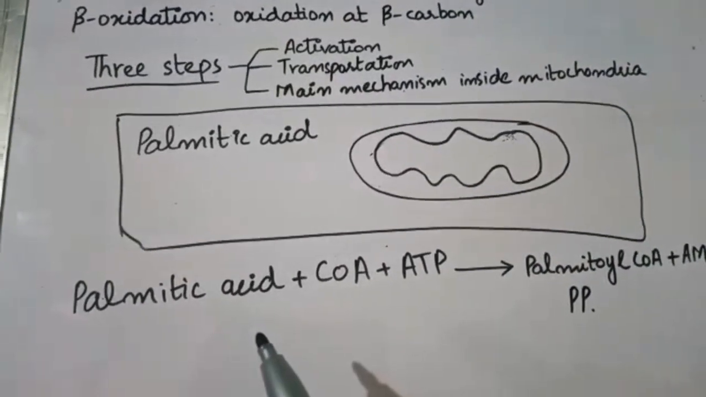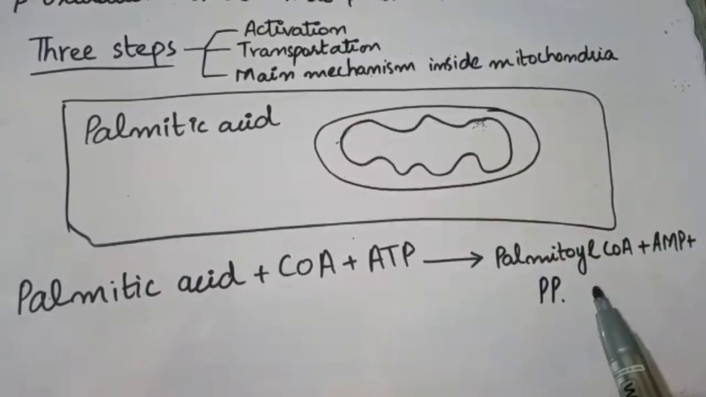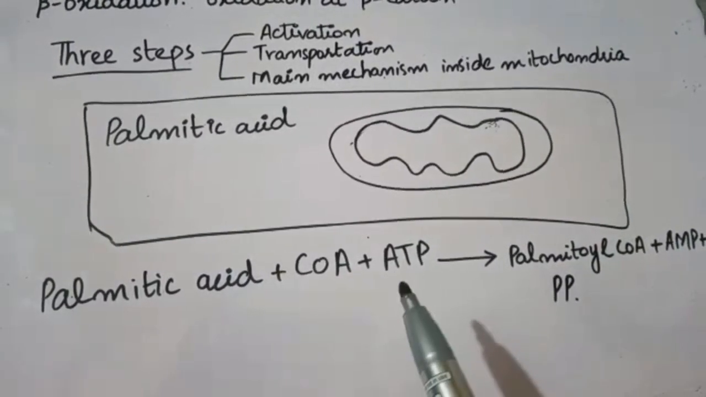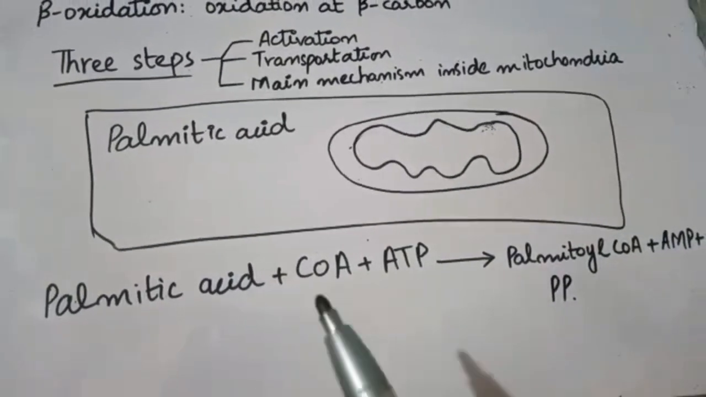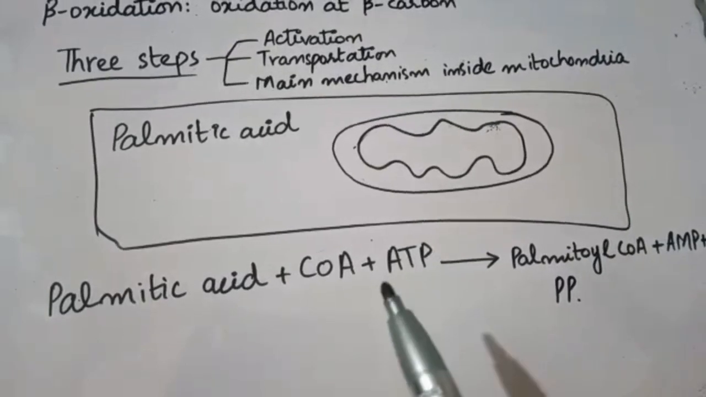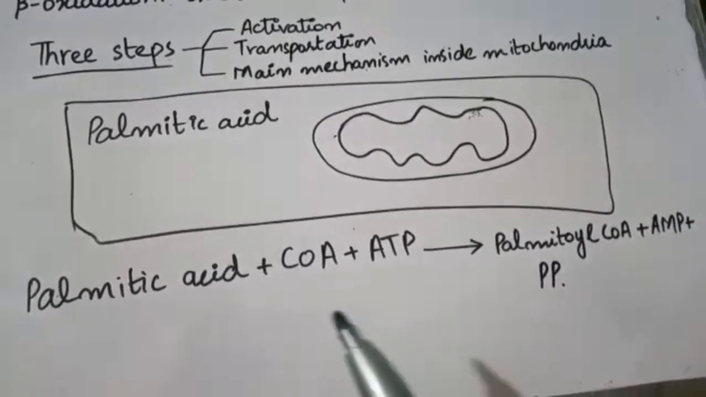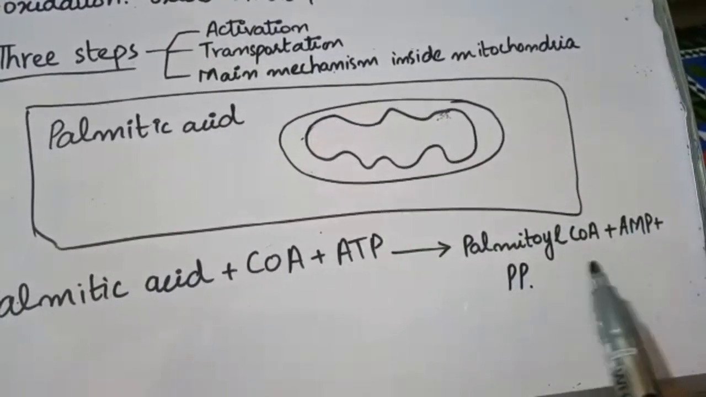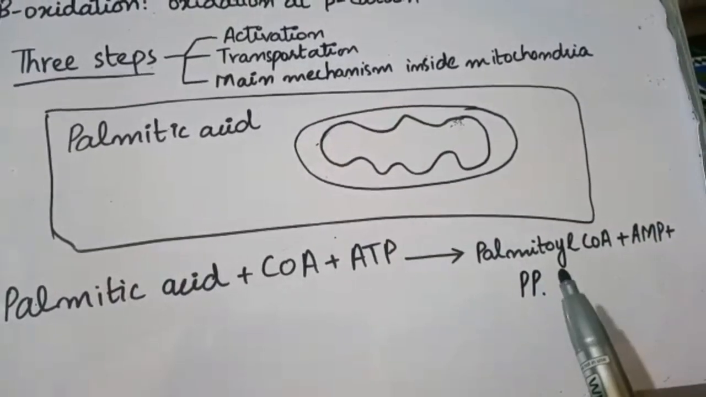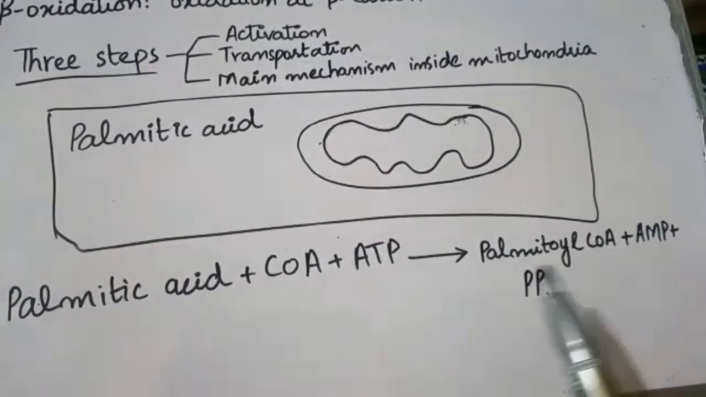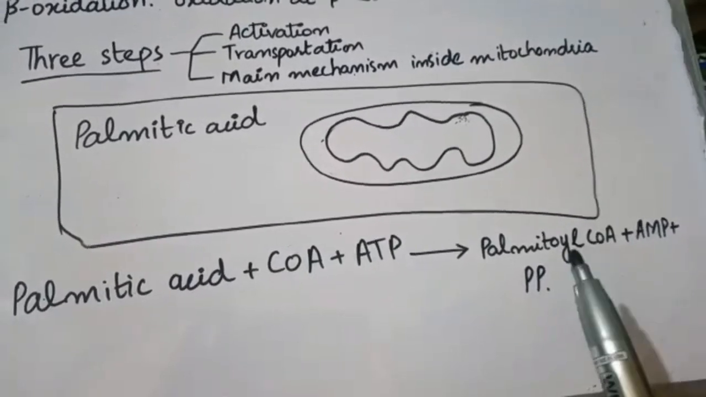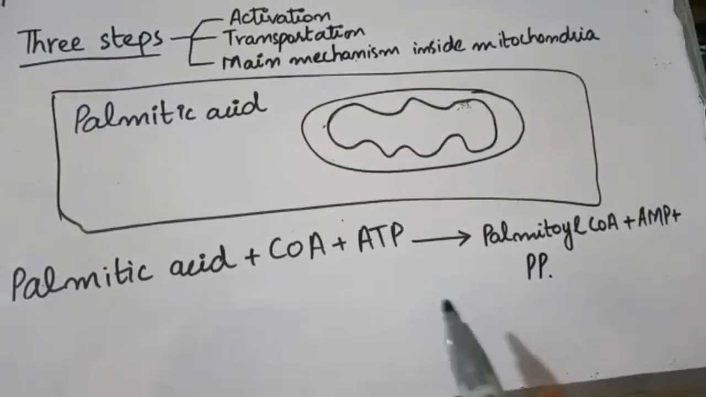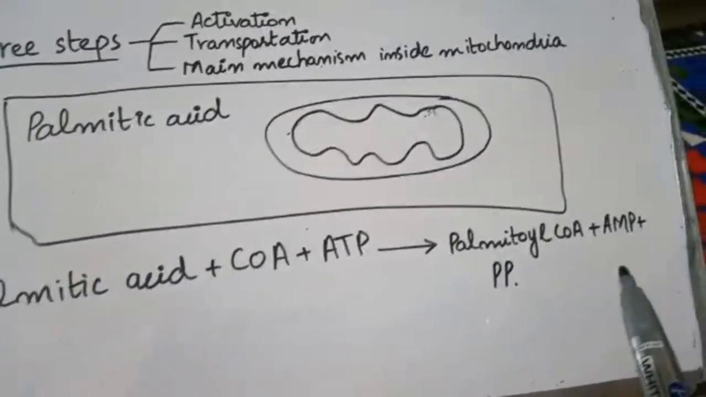We have this palmitic acid, and as we want to convert it into palmitoyl CoA, first of all we need a CoA, and this whole process requires energy in the form of ATP, so we are also using ATP there. Then this palmitic acid in presence of ATP reacts with CoA, which means coenzyme A, and converts into palmitoyl CoA. Now this palmitoyl CoA is an activated form of palmitic acid, and it can enter into the mitochondria with the help of another enzyme named carnitine. And this ATP is converted into adenosine monophosphate.